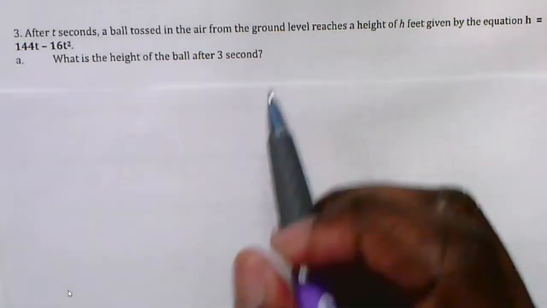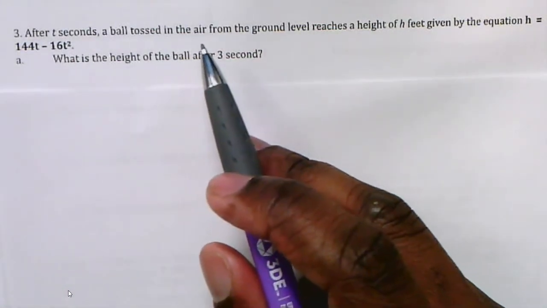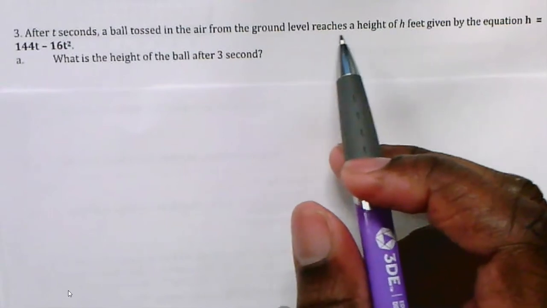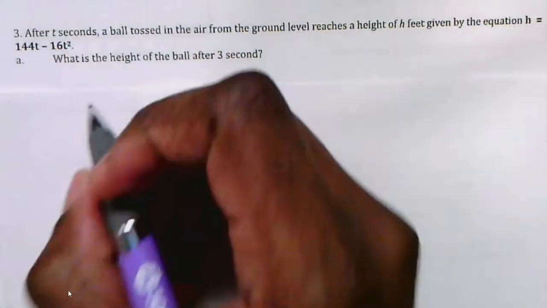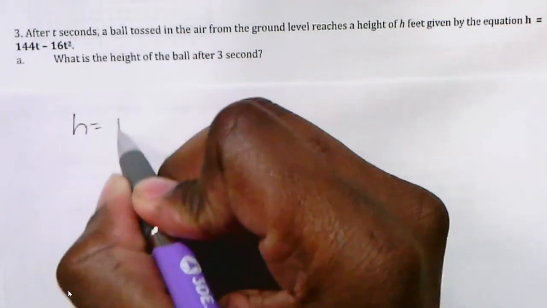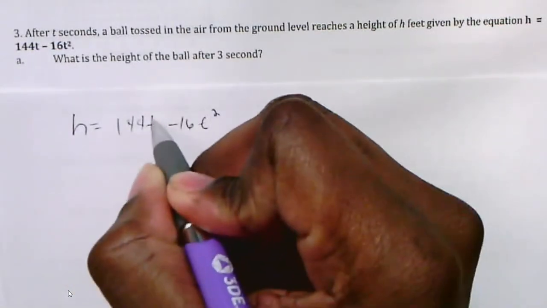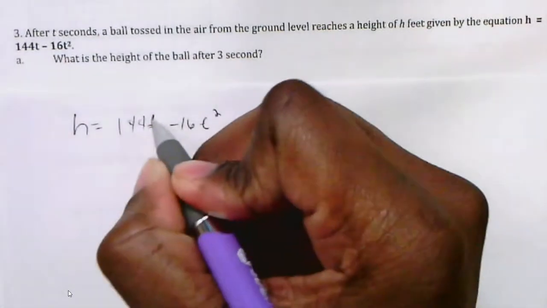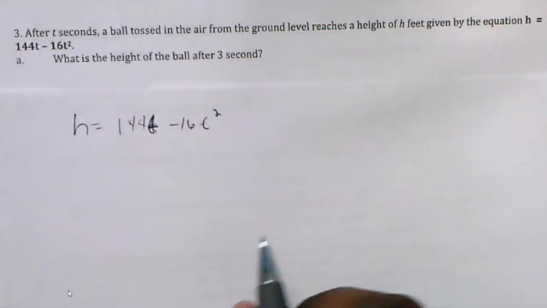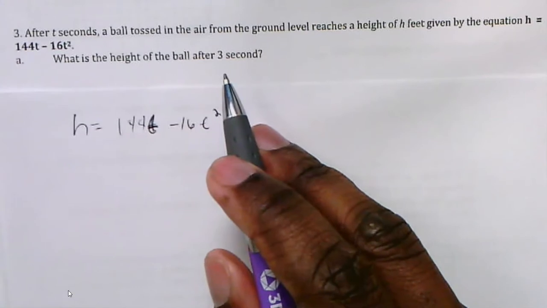Number 3 says after 2 seconds, a ball is tossed in the air from the ground level. It reaches the height given by that equation. So the height is given by the equation 144t, take away 16t squared. So this is a t. It says, what is the maximum height of the ball after 3 seconds?